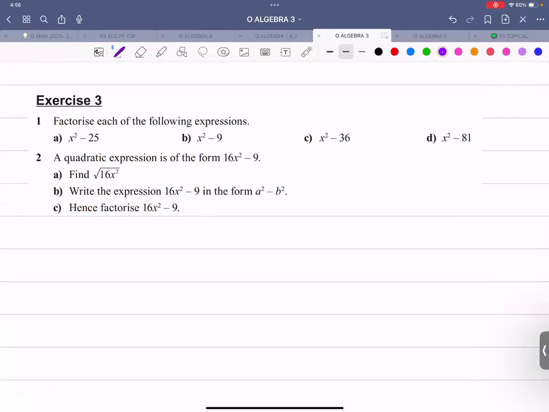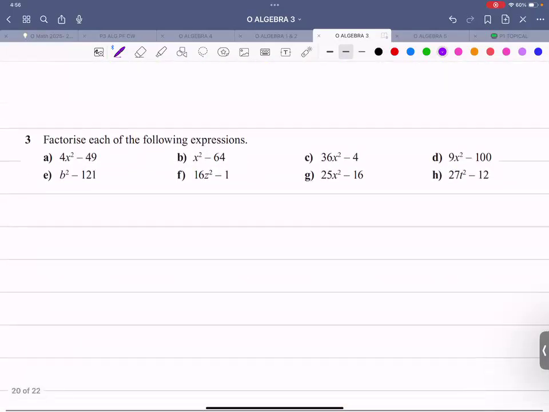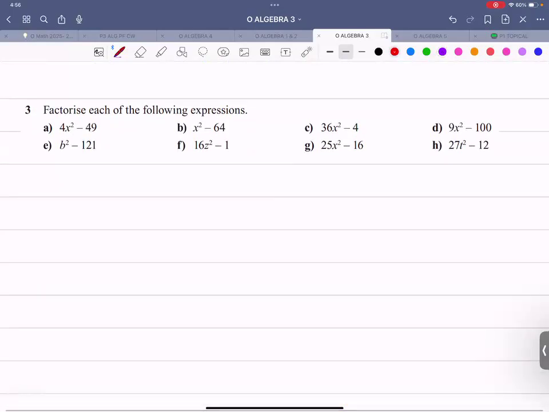Another, I think we can all try this out. Let me try out D. So question number 1D, this is x squared minus 81. That is x squared minus 9 squared. This is x plus 9, x minus 9. And something like this, something more complex.